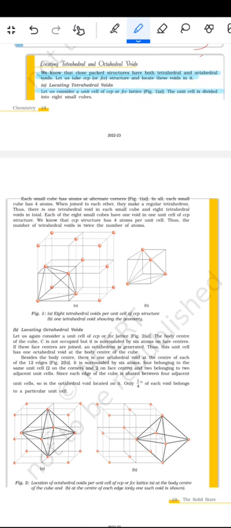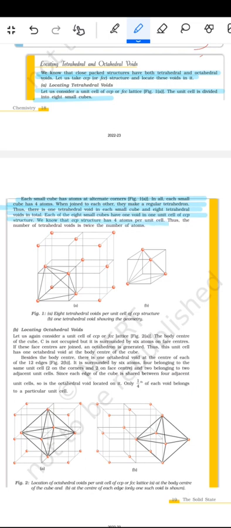The unit cell is divided into 8 small cubes. Each small cube has the atoms at the alternate corner. In all, each small cube has the 4 atoms. When joined to each other, they make a regular tetrahedron. Thus, there is one tetrahedral void in each small cube and the 8 tetrahedral voids in total. Each of the 8 small cubes has one void in the one unit cell of the CCP structure.